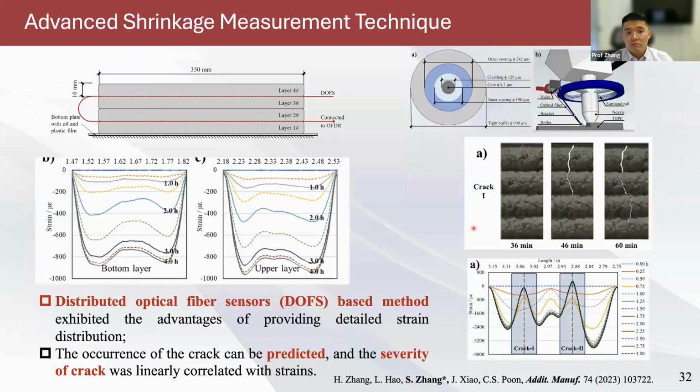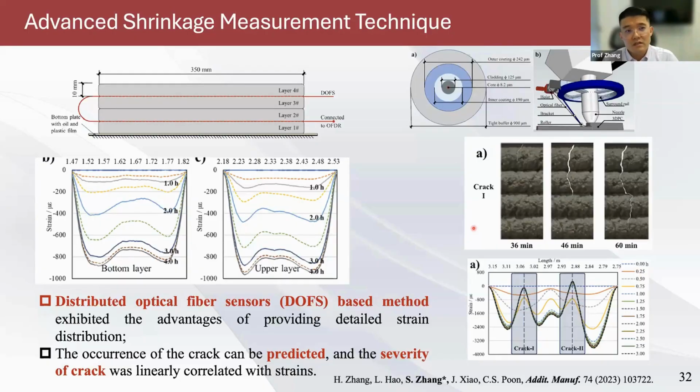And so another issue of printed concrete is high shrinkage. In traditional concrete, we have the protection of the formwork, so the water evaporation from the concrete will be minimized. But for printed concrete, all the surfaces are exposed to air. So you can imagine a lot of water will evaporate through the surfaces and create shrinkage.